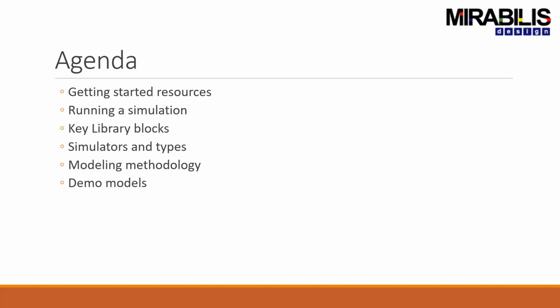So in this training session, we will follow this agenda. I will first explain the available resources in the VisualSim, and I will show how to run a model in VisualSim, and then I will explain the key library components that are needed in any design, and then the simulators, the applications and types of simulators, and then following that I will explain the modeling methodologies that we use in VisualSim environment, and then I will show a few demo models to show how we model the design and how we interpret the results to optimize the design.